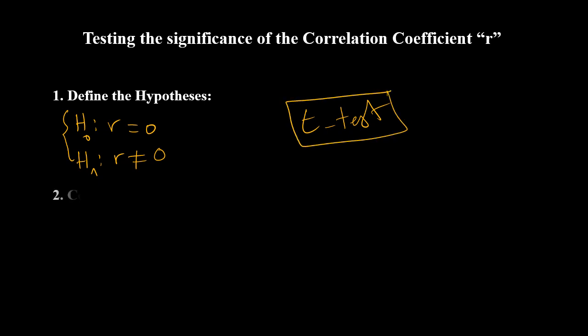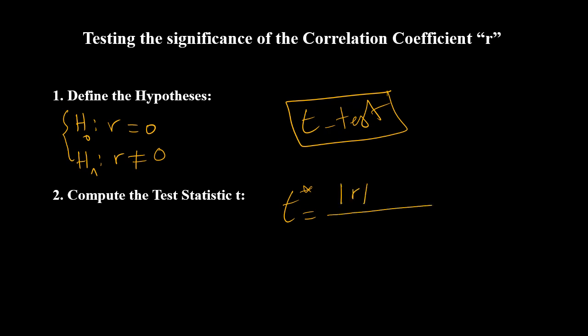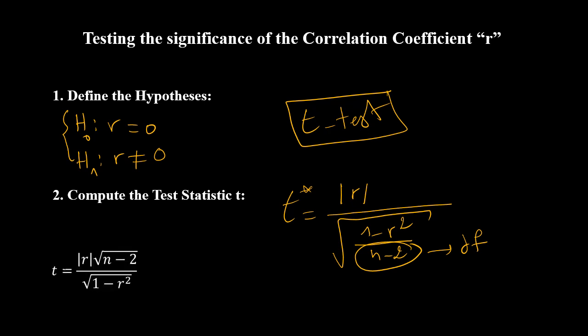The second step is to compute the test statistic t. The test statistic t is calculated using the formula: the absolute value of r divided by the square root of 1 minus r squared divided by n minus 2, and n minus 2 here is the degree of freedom. So this is the calculated t.